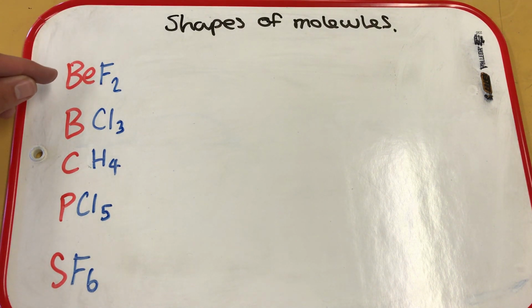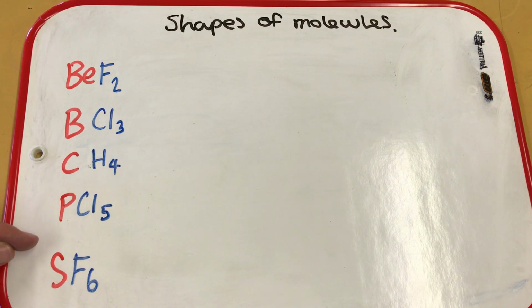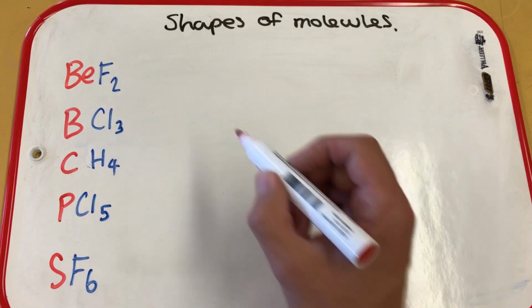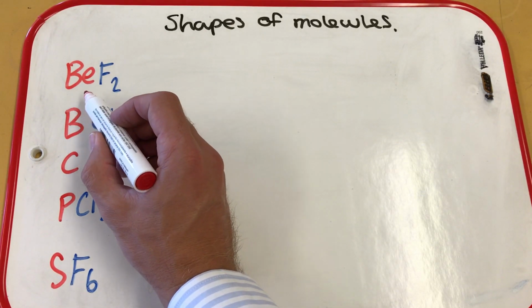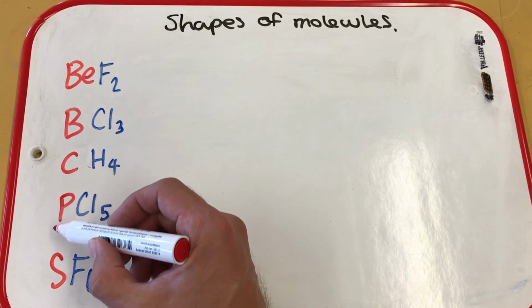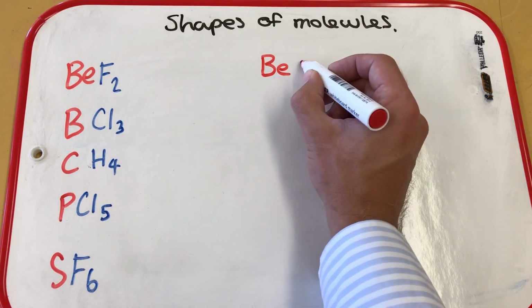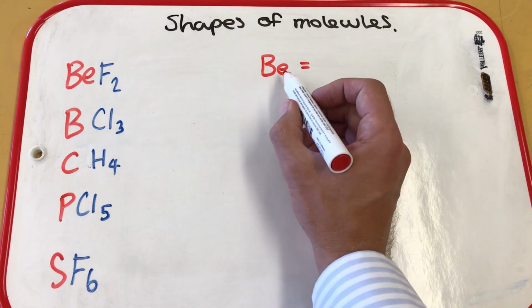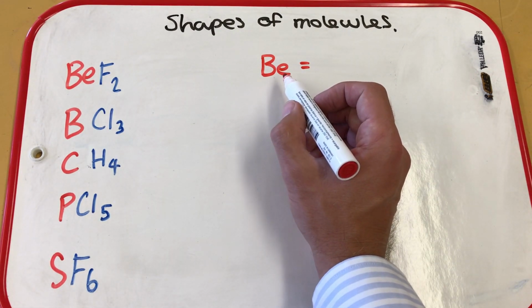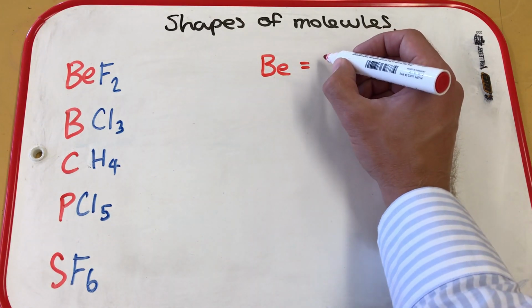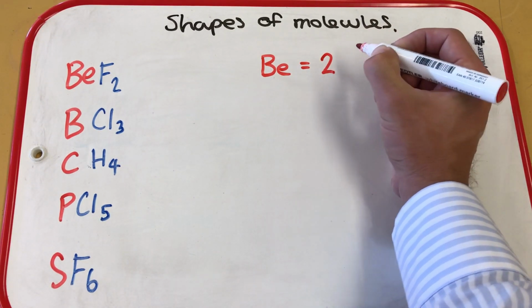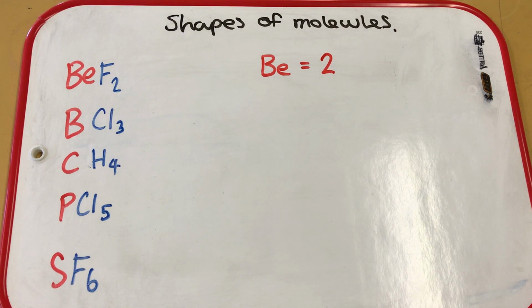Down the left-hand side here, we're going to run through these different examples of shapes. First of all, we'll look at beryllium fluoride, so BeF2. For this, what you need to do is identify the central atom. I've drawn the central atom in red here for all of these examples. For our first example, beryllium is our central atom. You need to identify the group in the periodic table that your atom belongs to. Beryllium is in group 2, so that means there are 2 electrons in the outer shell and therefore 2 electrons available for bonding.